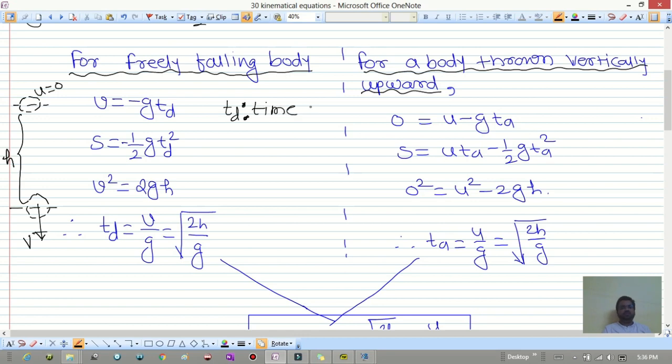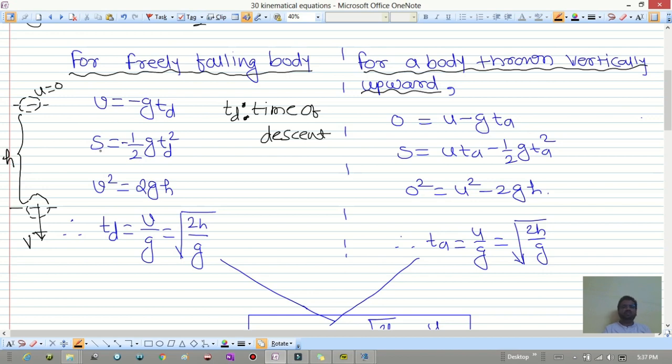Now, time of descent. Okay, so what is time of descent? Time of descent is the time required for an object to move downward or towards the ground, isn't it? Whatever time required for the object to go till the ground, that is called as the time of descent. And s is equal to minus 1 by 2 g td squared.